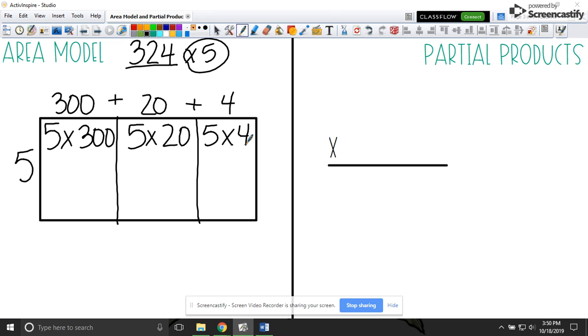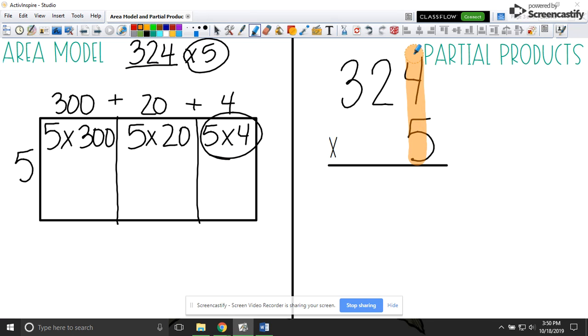We're going to come over to the partial products part of it now and set it up as 324 times 5. With this strategy, we're going to start with the most simple equation that we have, so 5 times 4. Over on the side, we're going to put 5 times 4, and in our answer spot, we're going to put 20, because 5 times 4 is 20.